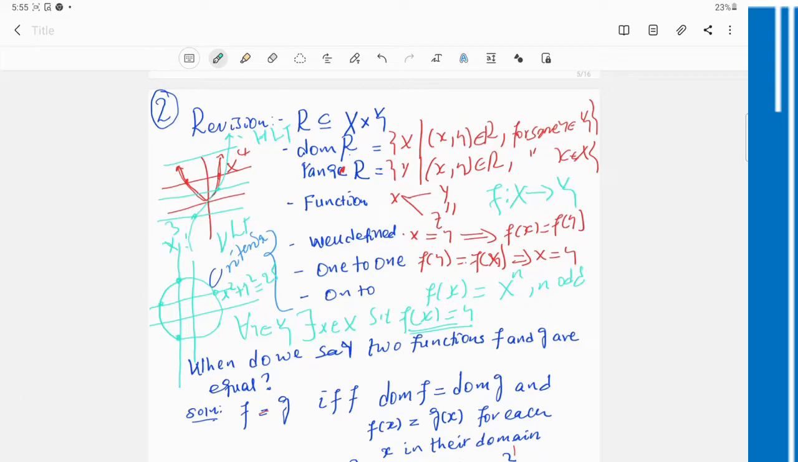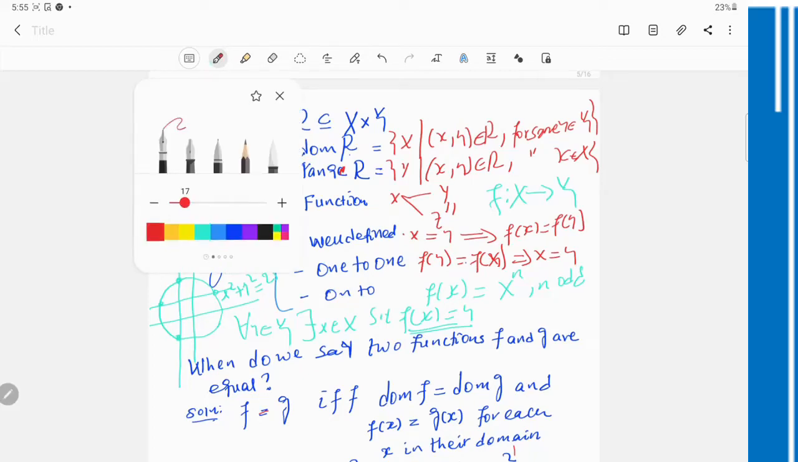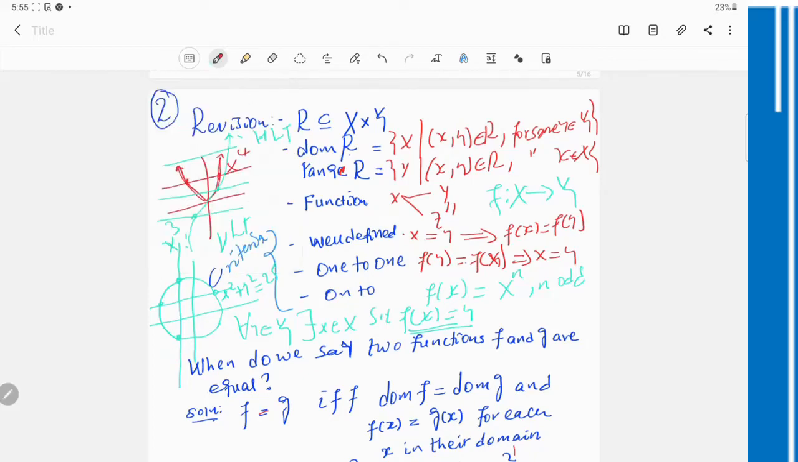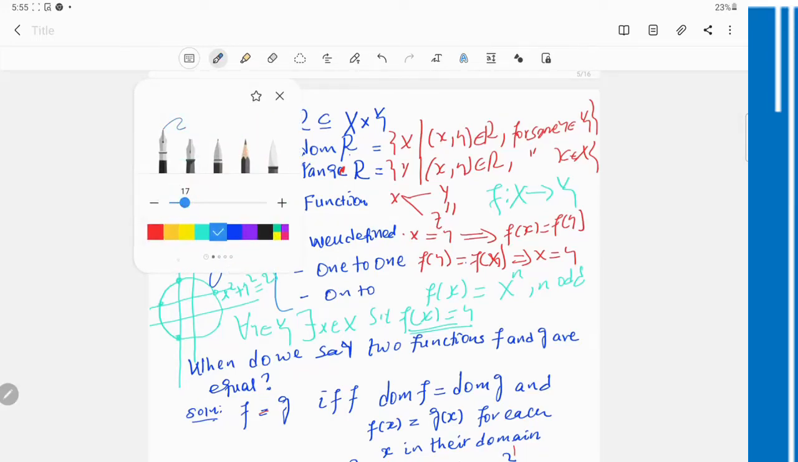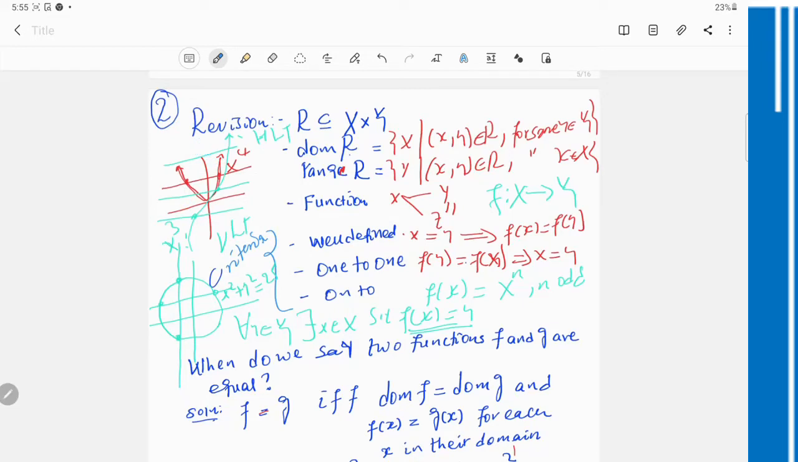But we can have an example of an onto function, like this graph here. If you draw any vertical line here, the line touches the graph at exactly one point. So it can be an example of an onto function.